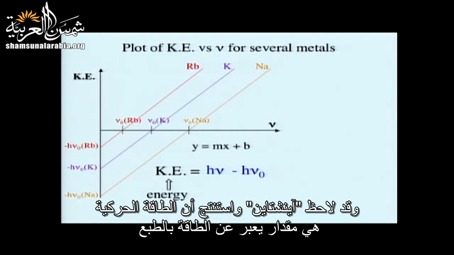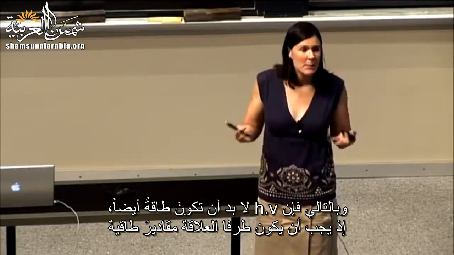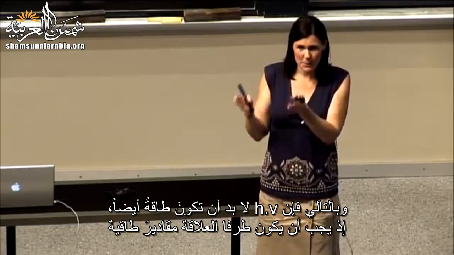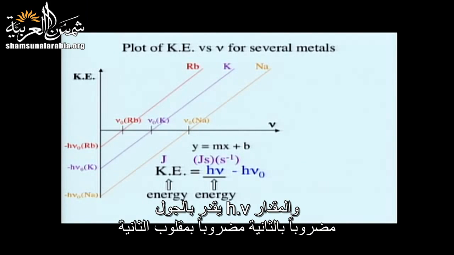And what Einstein concluded and observed is that, well, kinetic energy, of course, that's an energy term, and h times nu, well, that has to be energy also, because energy has to be equal to energy. There's no other way about it. And this worked out with units as well, because we're talking about joules for kinetic energy, and when we're talking about h times nu, we're talking about joules times second times inverse seconds.